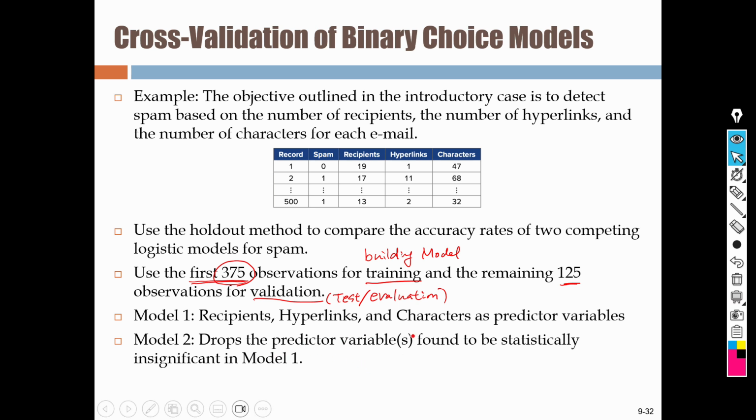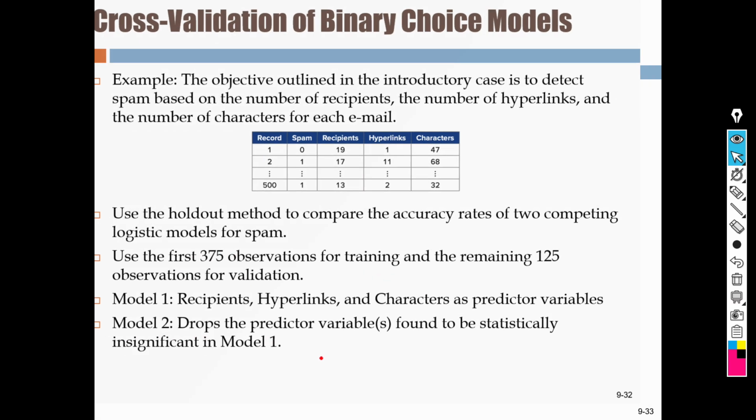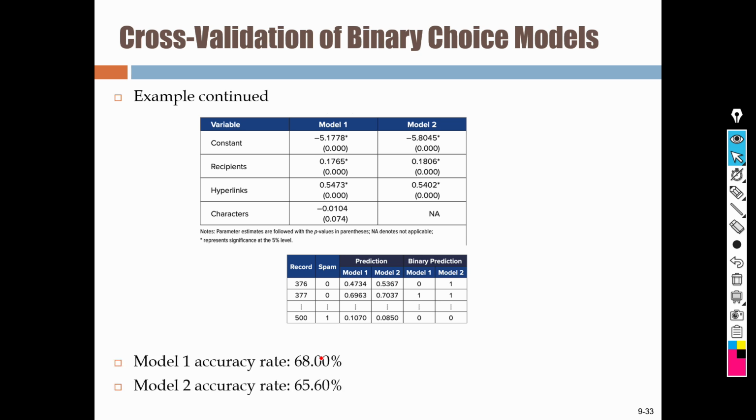And then if there is some parameter, we consider two different models. Model 1 includes respond, hyperlink, and character, all of them. And model 2 will drop the predictor variable which is not statistically significant. If you run the model, as you can see, this is like 7%, which is greater than 5%. So in the second model, we drop the character, right?